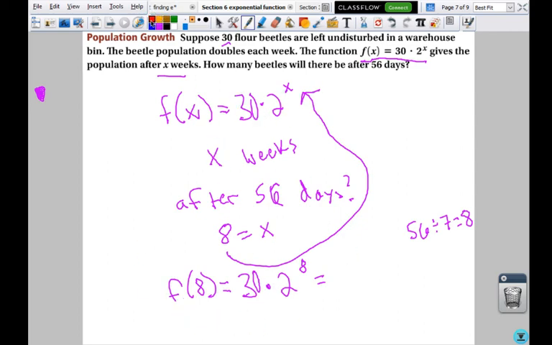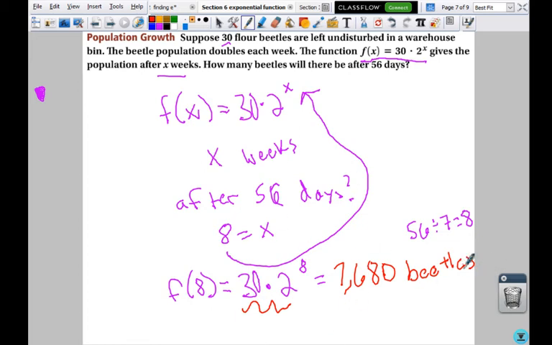Alright, all I need to do is just plug this piece right here into Desmos: 30 times 2 to the 8. So we grab Desmos, and go down to this next line. 30 times 2 to the 8 is 7,680. So, after 56 days, or 8 weeks, there will be 7,680. And what does this 7,680 represent? Beetles. So, when it's a story problem, you gotta make sure you label it.